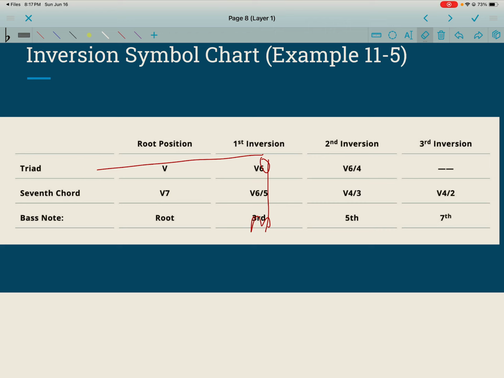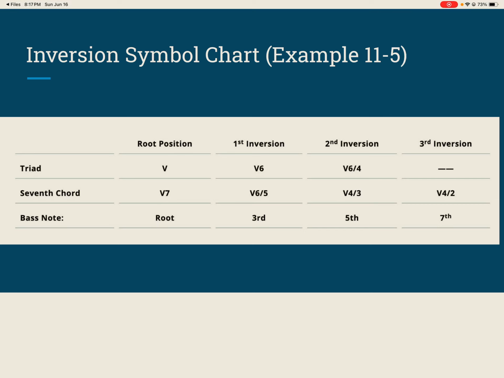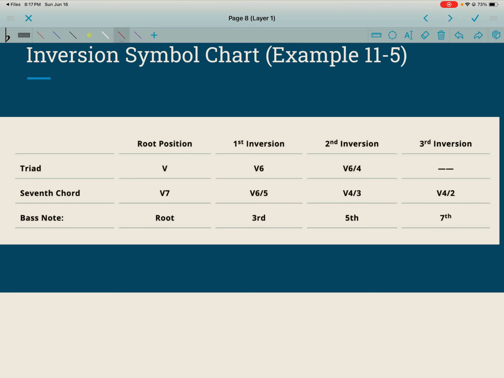A disclaimer in this table, in this diagram: all of the examples are written with a 5 chord. If you had a 2 chord in first inversion, you had a 3rd in the bass, right? You would write a 2-6. So really the main thing that you're looking for in these is, do I have anything next to my Roman numeral? And those are the Arabic numerals that you will write next to your Roman numeral.